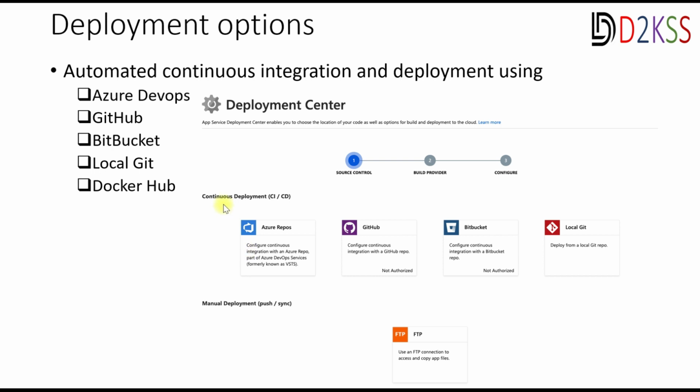And one more feature is continuous integration and deployment. Azure App Service supports multiple tools for continuous integration and deployment of applications. It supports Azure DevOps. It supports GitHub, Bitbucket, Local Git, and Docker Hub. So these are all the deployment options if you want to do continuous integration and deployment.